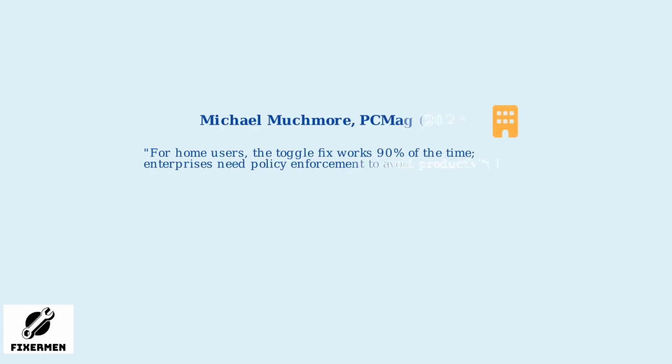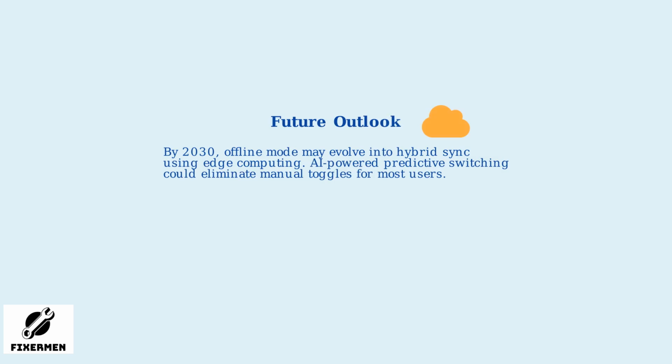Michael Muchmore from PC Mag explains that simple toggles work well for home users, but enterprises benefit from policy enforcement to prevent productivity losses. Looking ahead, experts predict offline mode will become hybrid sync with edge computing. AI will enable predictive switching, minimizing the need for manual interventions.